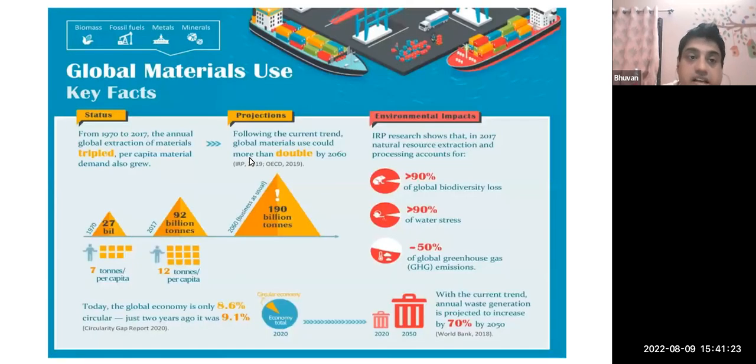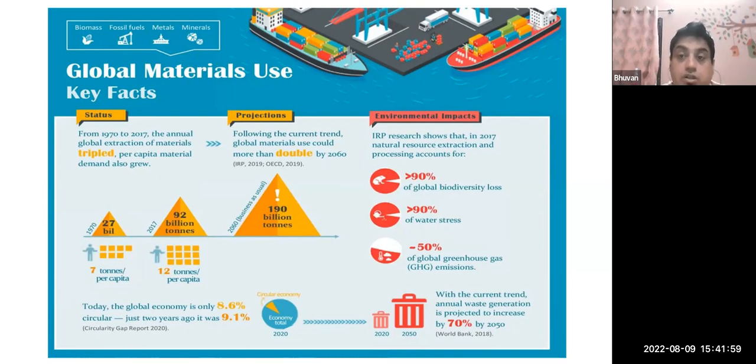Then this diagram talks about the global impact of material usage, and we can see that the global extraction of materials, including metals, has tripled since 1970, and per capita material demand is also growing. It is expected that by the year 2060, 190 billion tons of materials will be extracted from the earth globally, and definitely that will severely impact the sustainability aspect.